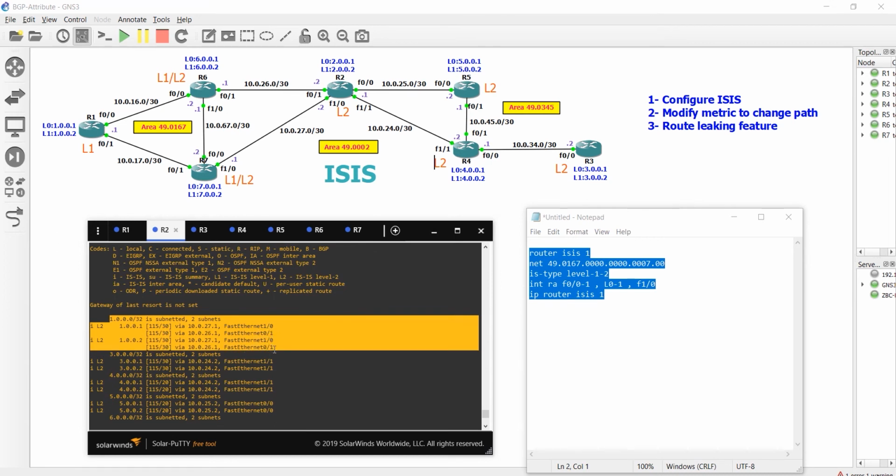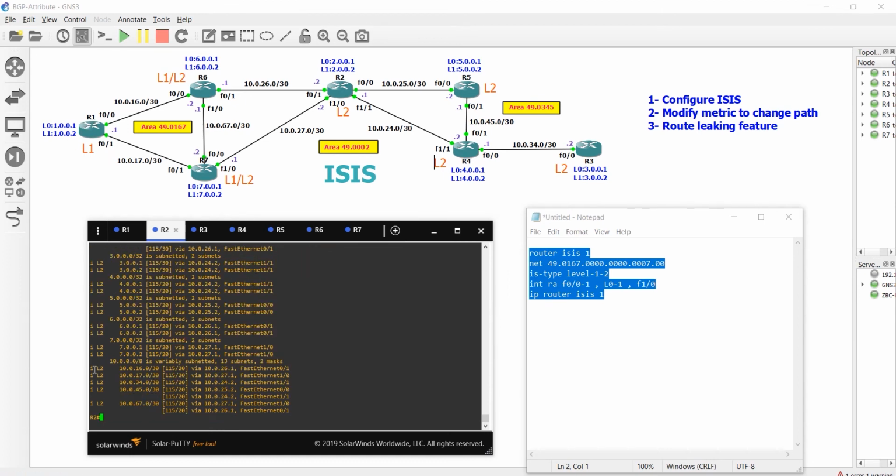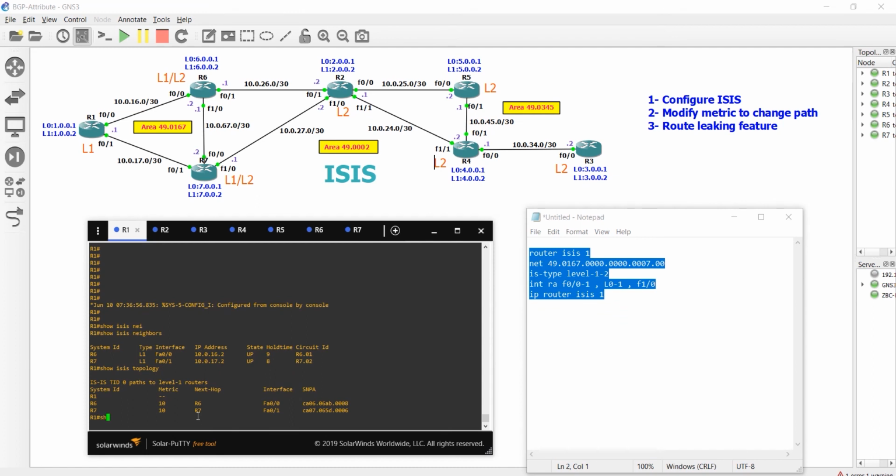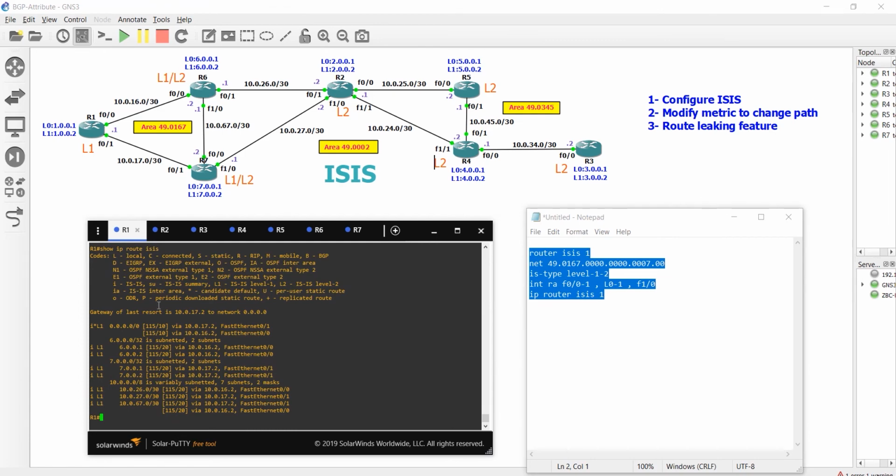How can it happen? Because level 2 is inter-area and it can see the level 1 loopback and level 1 network interfaces. What about area number 1? Area number 1 can see IP route ISIS. Level 2? No, it cannot see level 2. That is the difference between L1 and L2: L2 can see routes from L1, but L1 cannot see routes from L2, cannot learn anything.